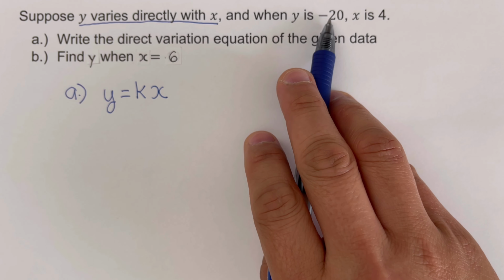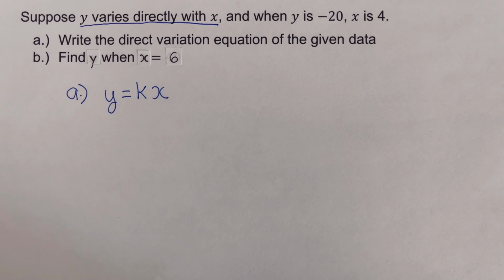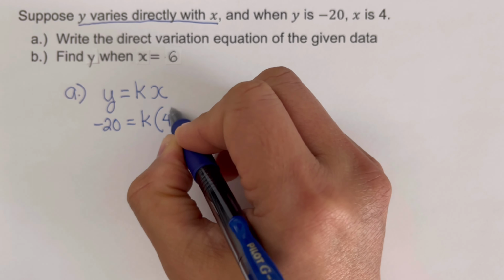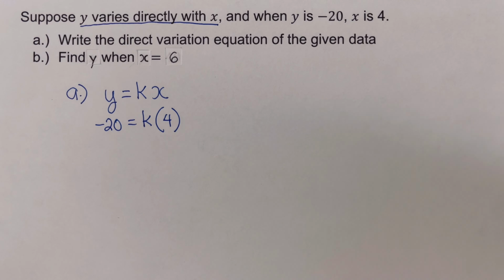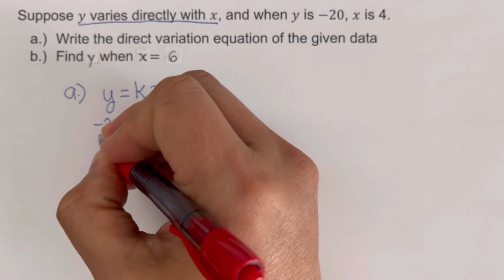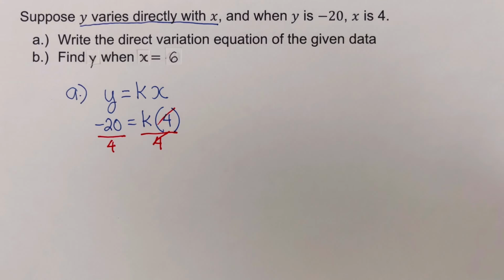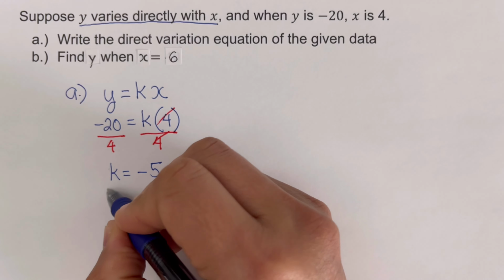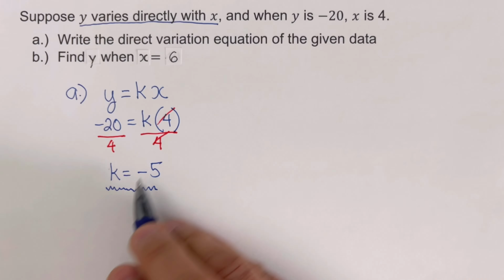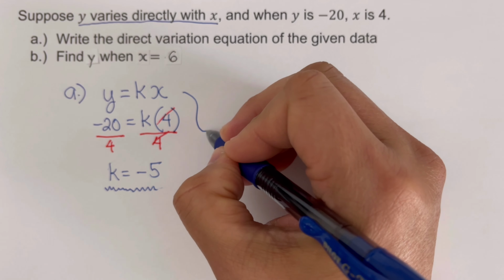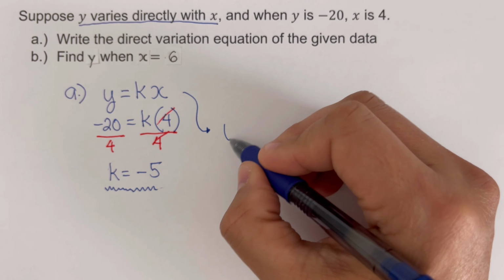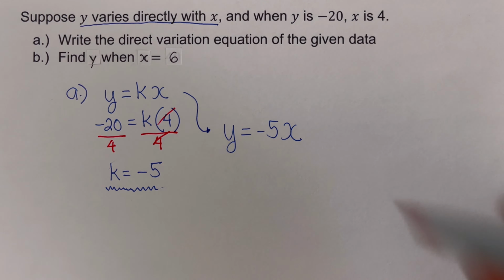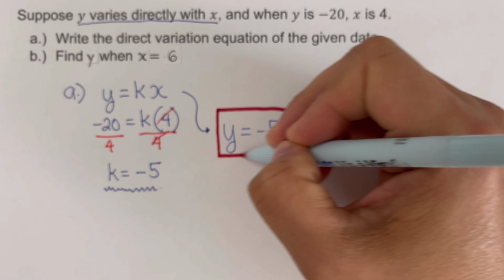So we have y is negative 20 and x is equal to 4. So I write negative 20 equals k times the x, which is 4. So we're going to solve for k. We can do that by dividing both sides by 4. So we are left with k is equal to negative 5. This is our value for k, and we plug this k back into the equation. And so the equation that would work for this problem would be y equals negative 5x. So this is the equation for this direct variation.